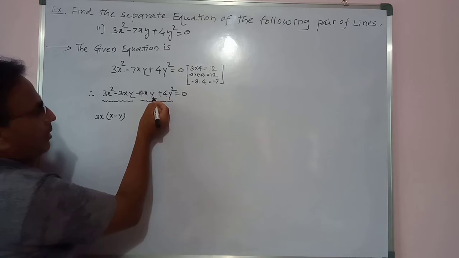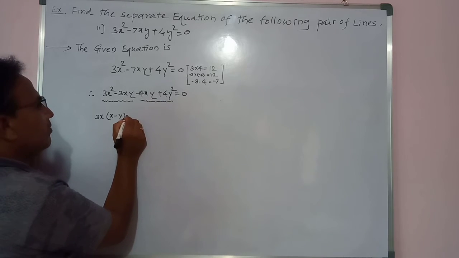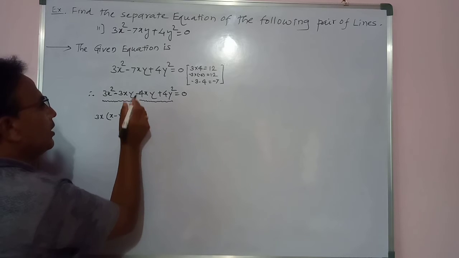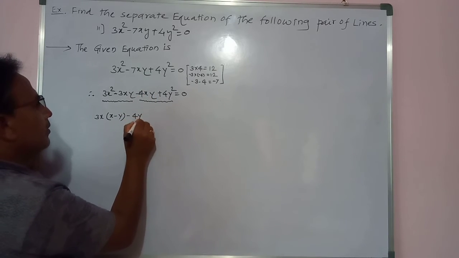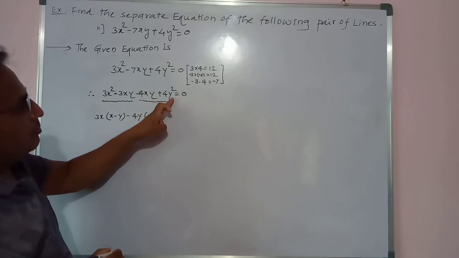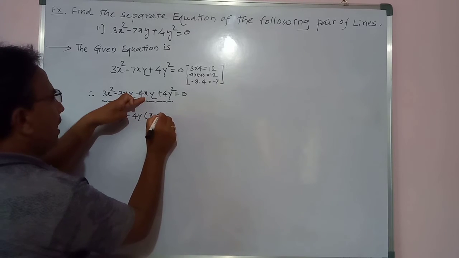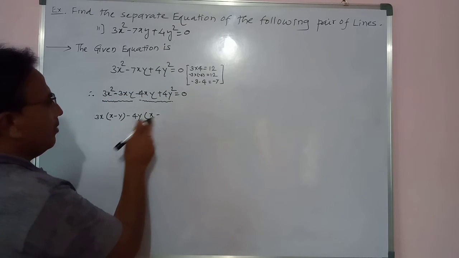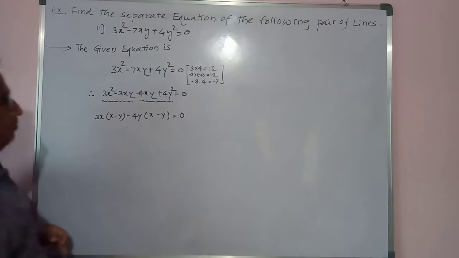In the second unit, −4y is common. This −4y and this −4y is common, and the remaining terms are x − y, so it becomes −4y(x − y) = 0.